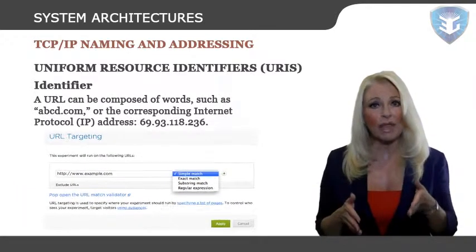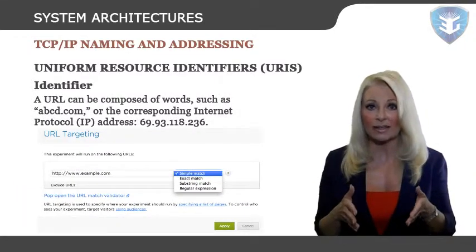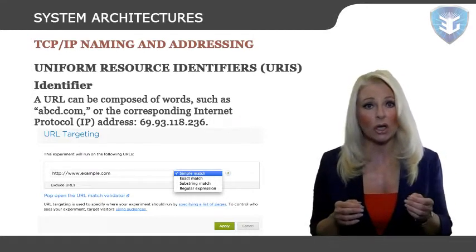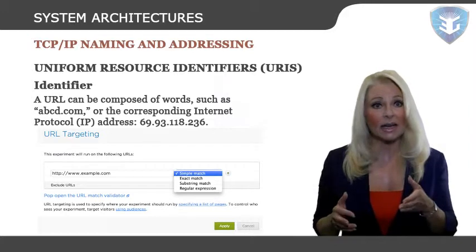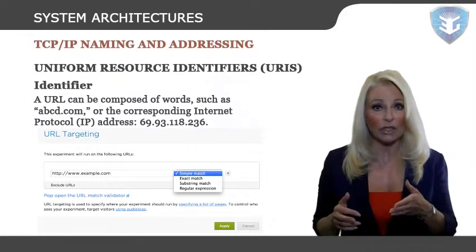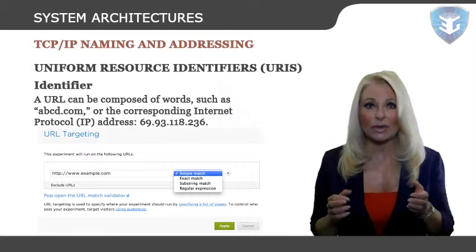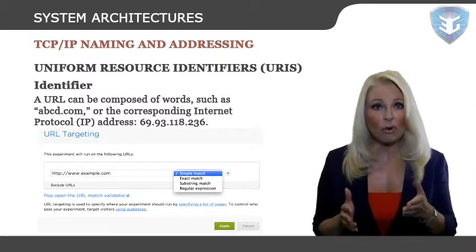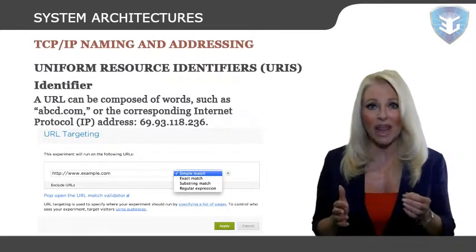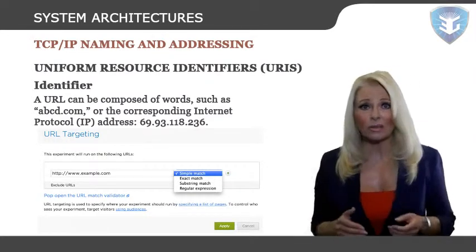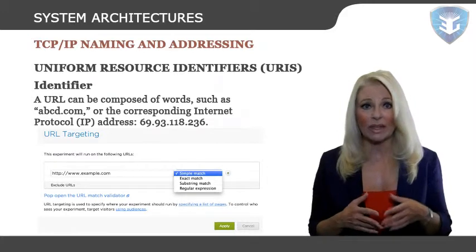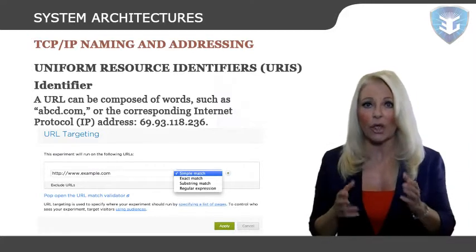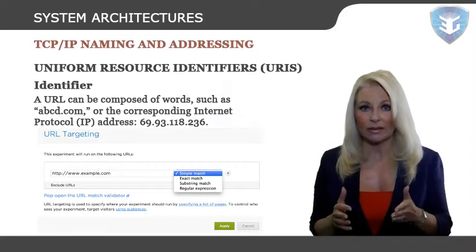A URL can be composed of words such as abcd.com or the corresponding Internet Protocol IP address 69.93.118.236. Either address will take the surfer to the ABCD site. The vast majority of surfing is done by entering the name of the website, as names are easier to remember than numbers. It is a good idea to be at least marginally familiar with what a website address looks like.